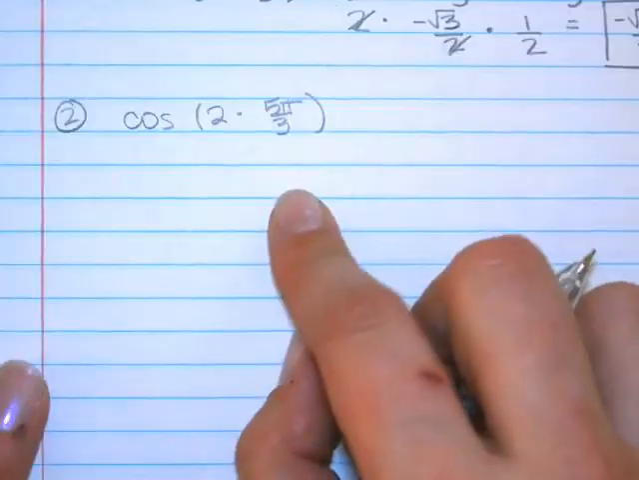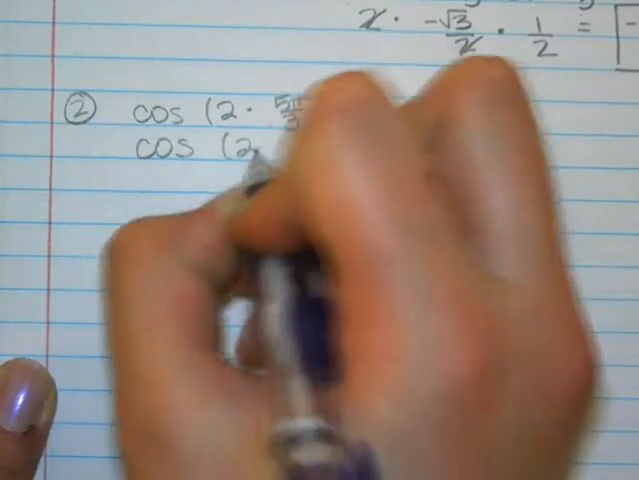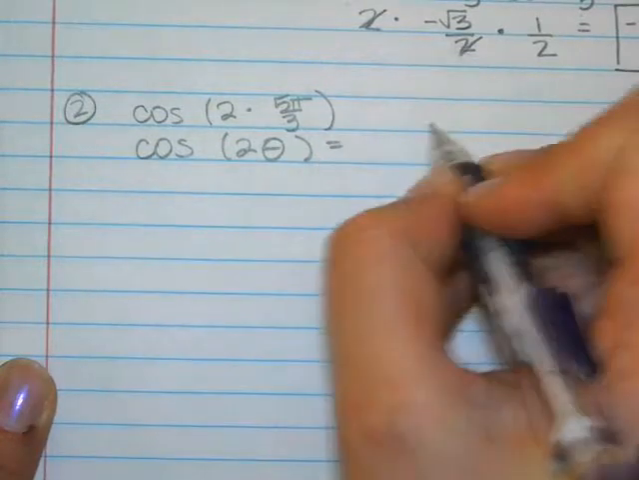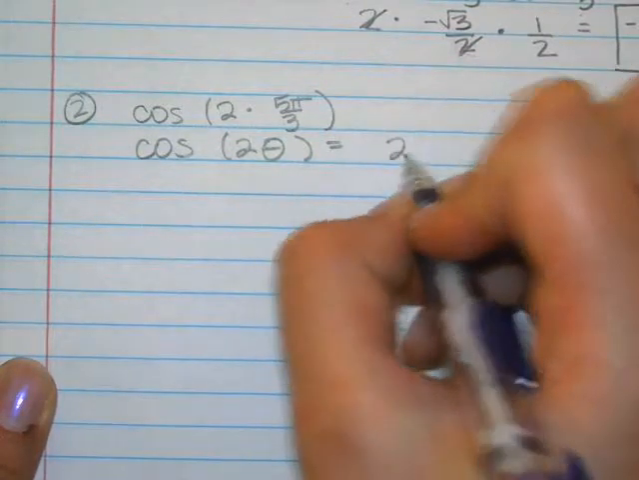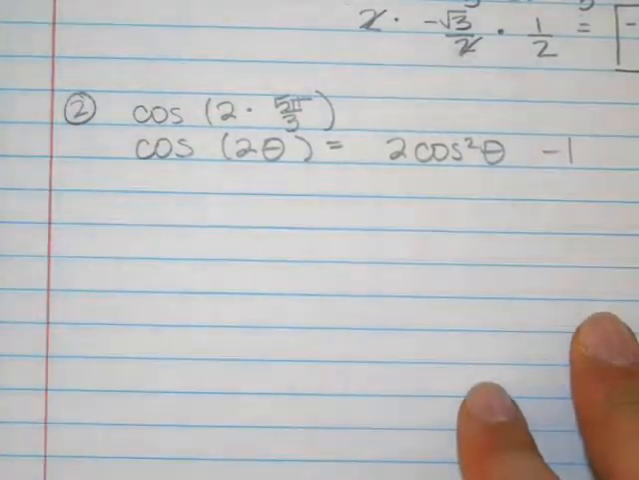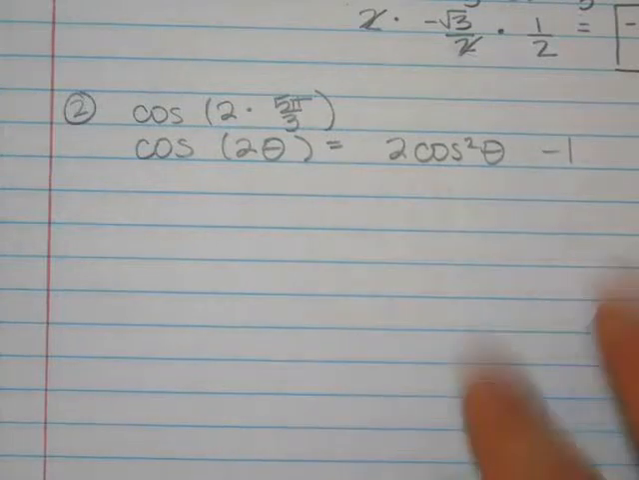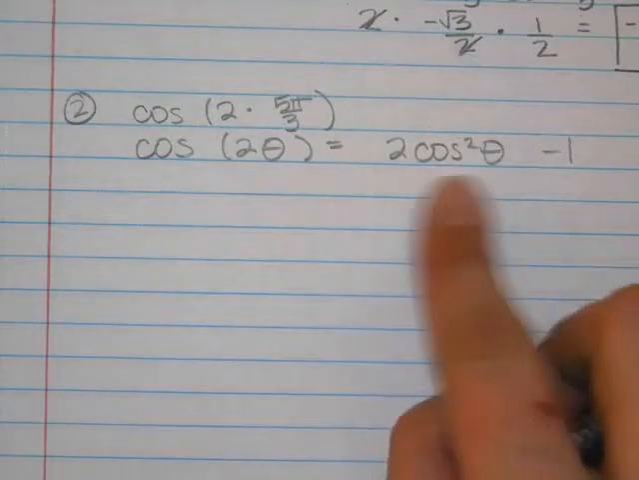All right. So we're going to do the formula that says cos 2 theta equals 2 times cos squared minus 1. That's the one we're going to go ahead and use. All right. Can somebody remind me what this notation really means?